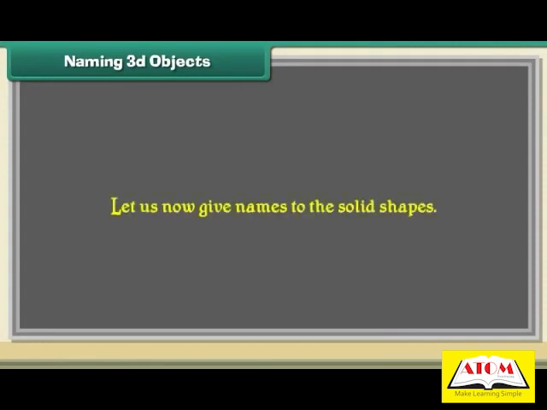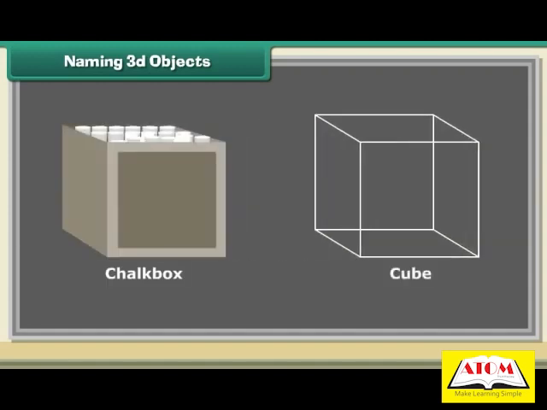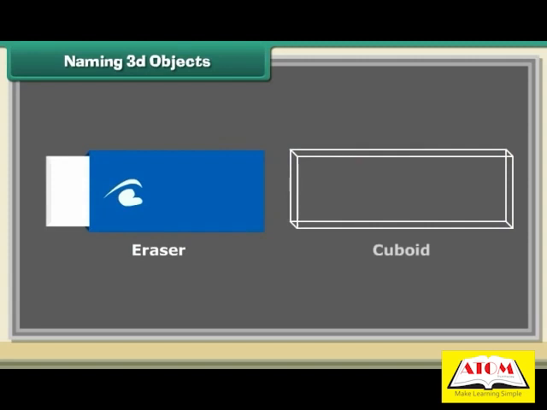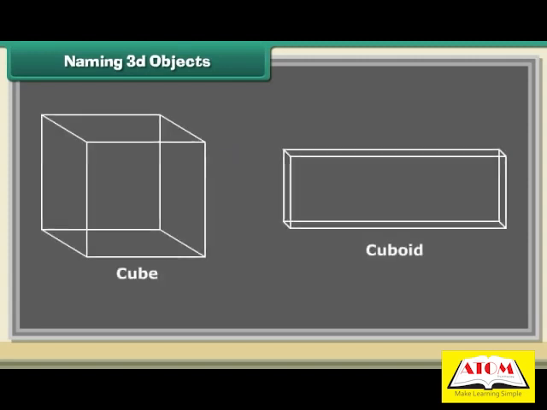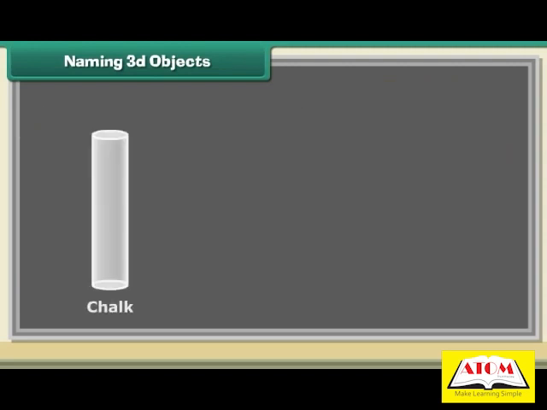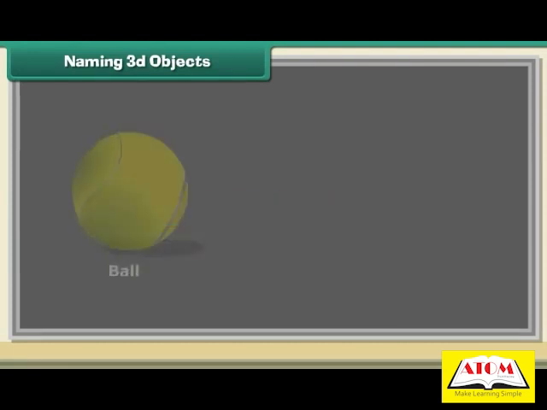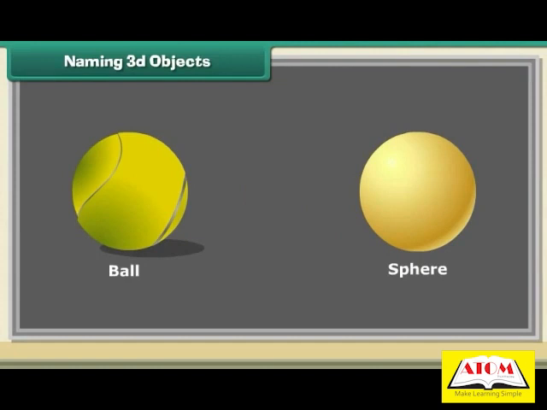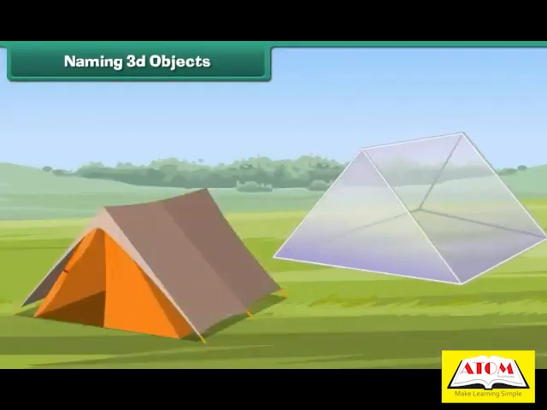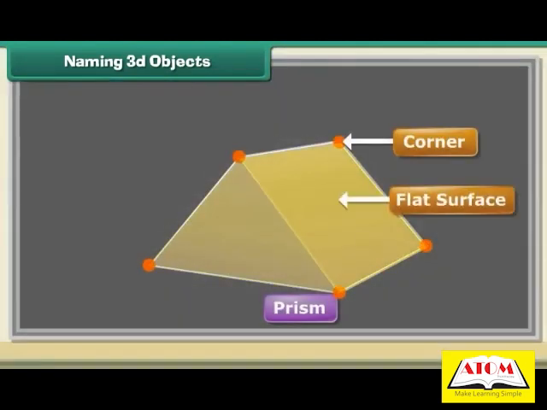Naming 3D objects. Let us now give names to the solid shapes. A chalk box is a cube. An eraser is a cuboid. Both cube and cuboid have corners and flat surfaces. A chalk is a cylinder. It has a round surface and two flat surfaces. A ball is a sphere. It has a round surface. A tent is a prism. It has corners and flat surfaces.